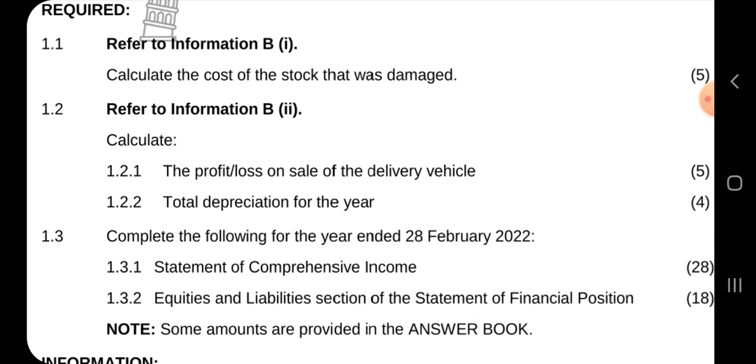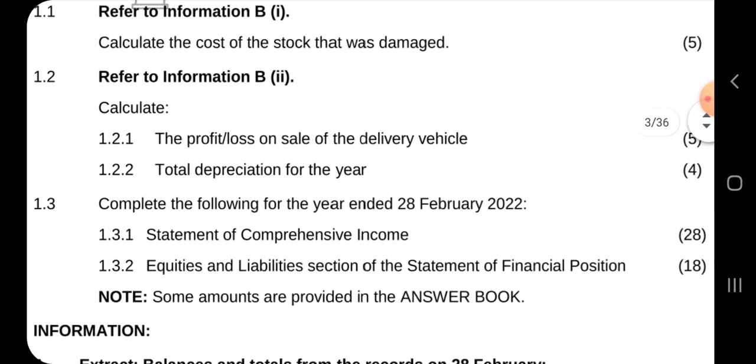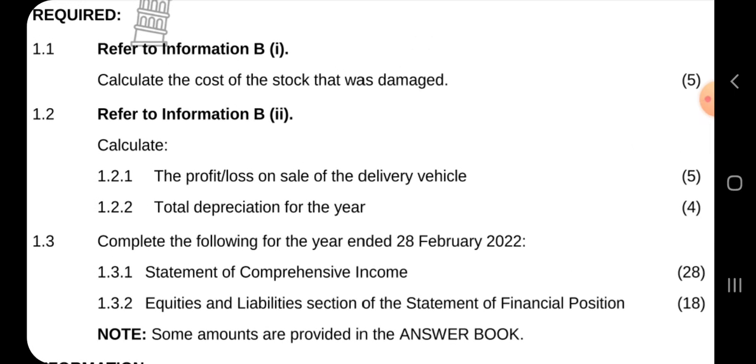If it's not like that, guys, then it is a loss. If the carrying value is more than the amount that the item was sold for, that is a loss. If the carrying value is less than the amount that the vehicle or the fixed asset was sold for, then that is a profit. So always know that the amount that the vehicle was sold for has to be more than the carrying value. Keep that in mind. So we are asked to look at B2. So we are going to do 1.2.1 and 1.2.2, the depreciation for the year.